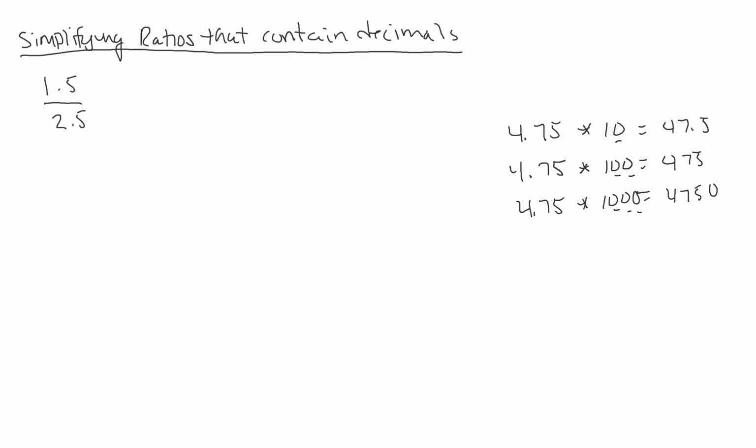So in this first example, 1.5 over 2.5, I want to go ahead and multiply top and bottom by 10. Now, here's the thing that you have to remember. You have to multiply the top and bottom by the same power of 10, okay? Because this right here now is just a weird form of 1.